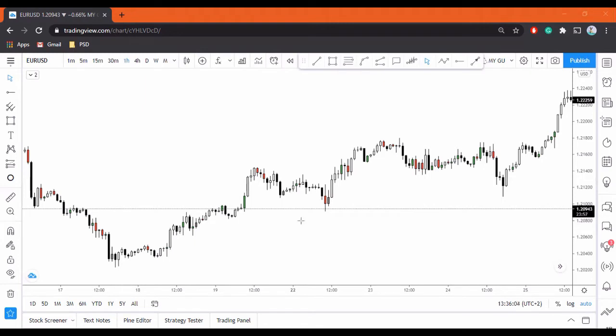Exactly. So we identified our one, and then we had our two. You see the two, this is our two. And then we had a small three. And then this would be our 4. And then we had 5.